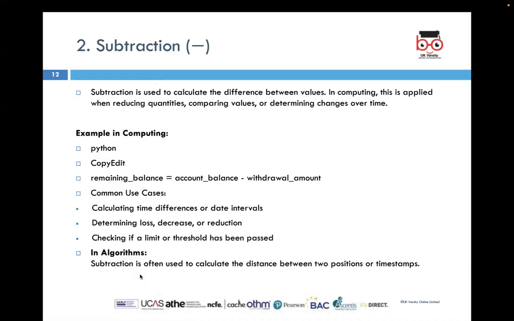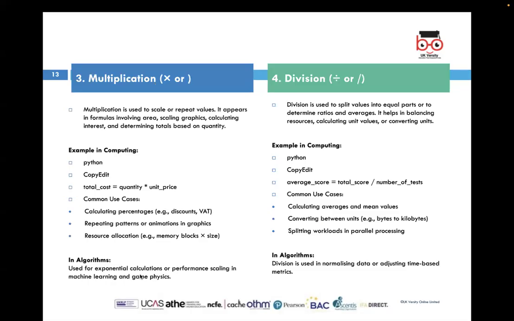Subtraction is used to calculate the difference between values. In computing, this is applied when reducing quantities, comparing values, or determining changes over time. An example in computing is remaining balance equals account balance minus withdrawal amount. Common use cases are calculating time differences or date intervals, determining loss, decrease, or reduction, and checking if a limit or threshold has been passed. In algorithms, subtraction is often used to calculate the distance between two positions or timestamps.